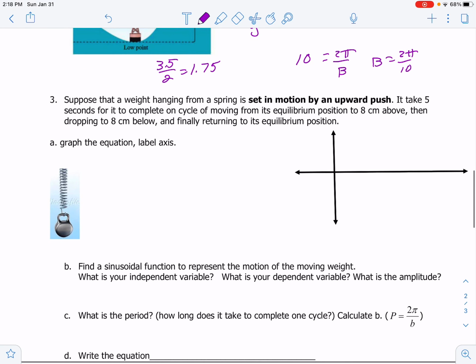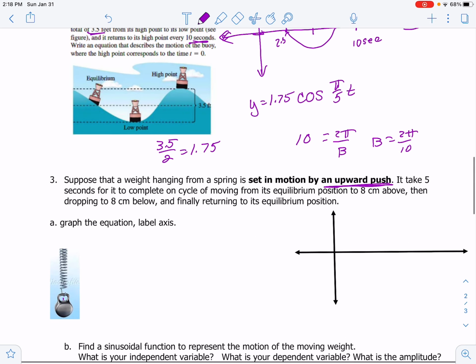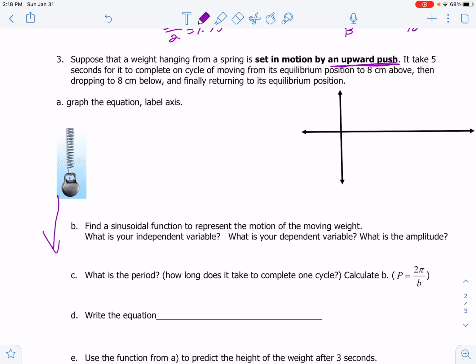All right. Now, one more problem. There's a spring. It's hanging here, and it says by an upward push. You could have pulled down on it and it went this way. Instead, we pushed up. It takes 5 seconds for it to complete a cycle of moving from equilibrium position of 8 above, then dropping to 8 below, and finally returning. So it's starting here. We pushed on it. It went up to 8, came back to equilibrium, went down to 8, came back to equilibrium. That takes 5 seconds. Okay, so this is 8. This is negative 8.